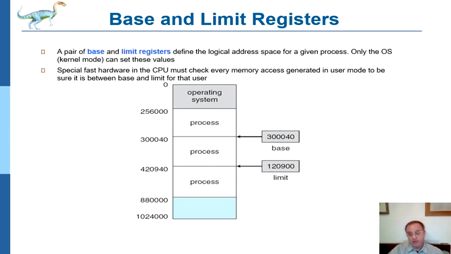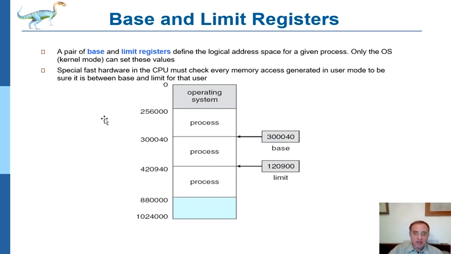Memory management. The basic thing everybody has to understand in memory management is that every process, as you can see in this diagram, has its own location in memory. In this case, we see the operating system is in the beginning, and then each process has its own section, for example, from 256,000 to 300,040 is the first process.